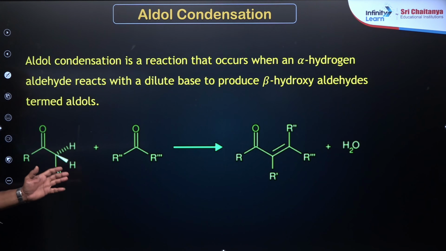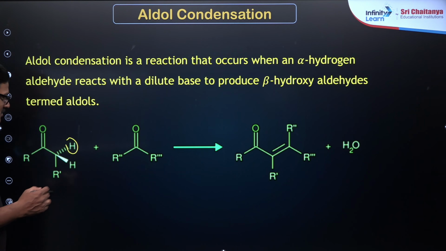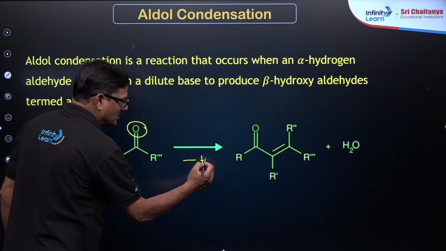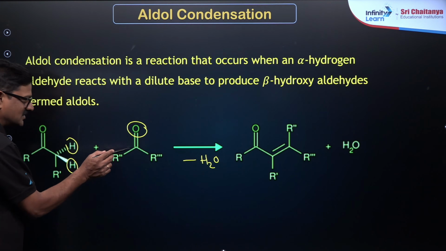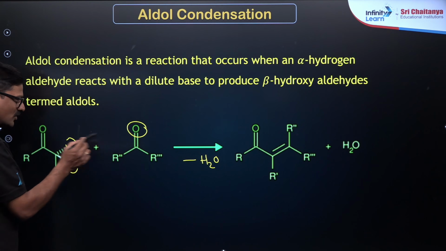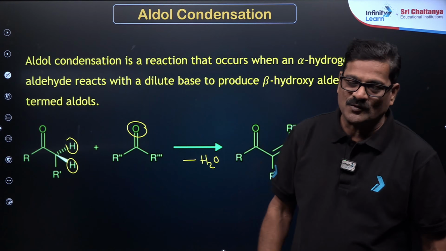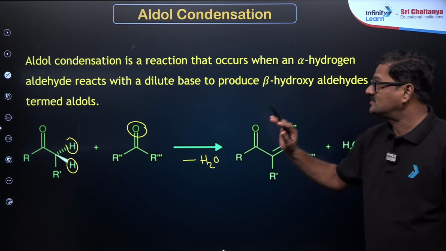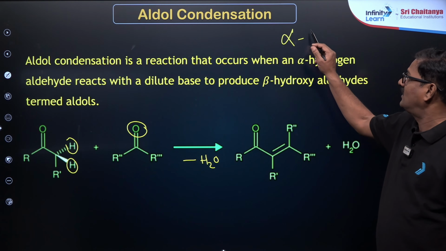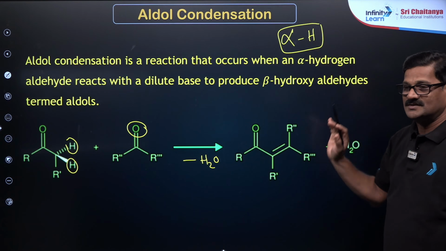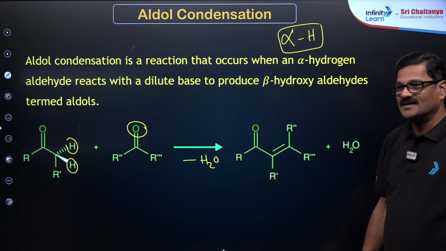In this aldol condensation, you just see that alpha hydrogens are there. This alpha hydrogen reacts with the carbonyl group so that a water molecule is removed. Whenever this water molecule is removed, you get a double bond. That reaction is known as aldol condensation. To participate in aldol condensation, alpha hydrogen is the key point. You understand?